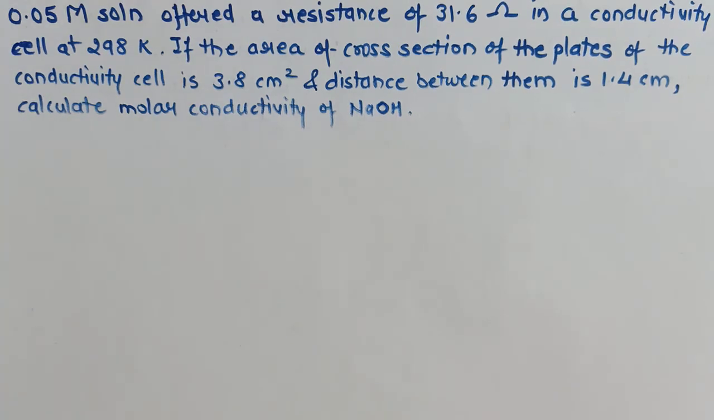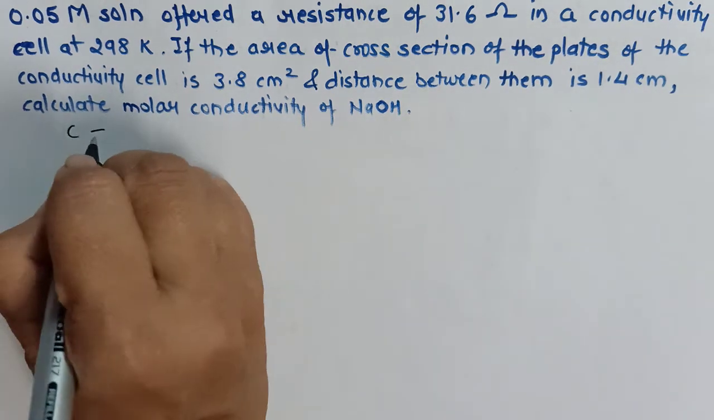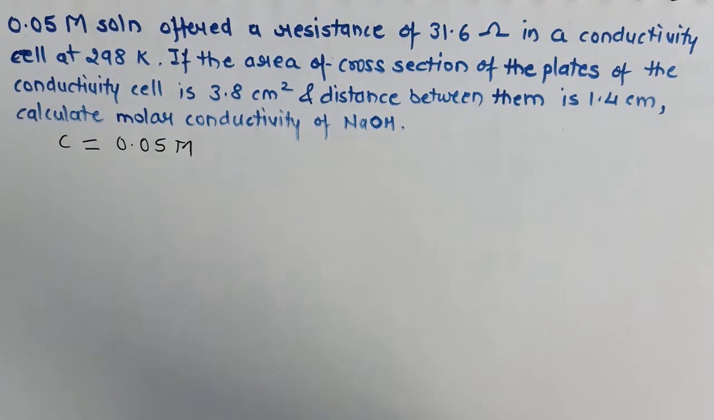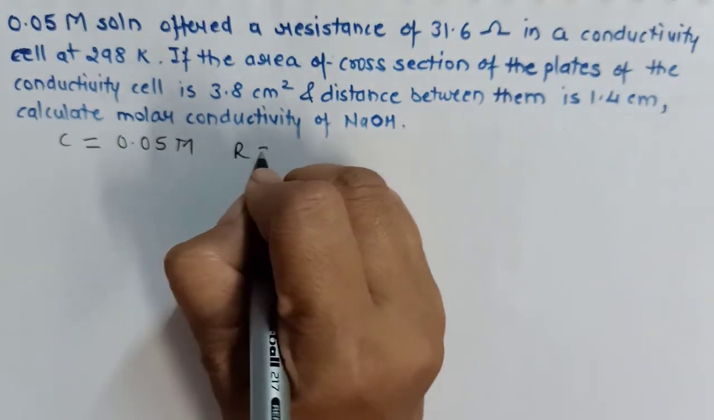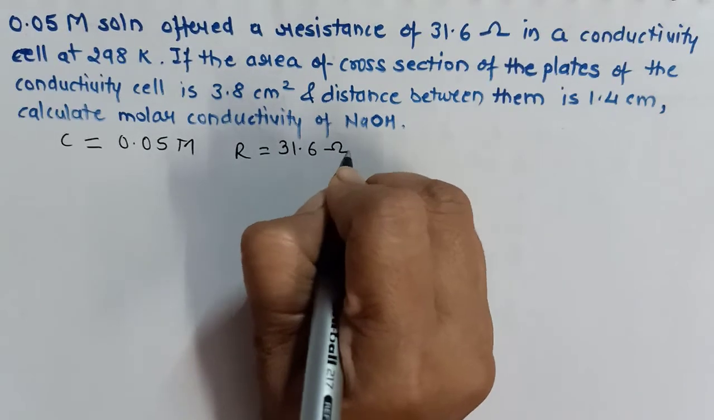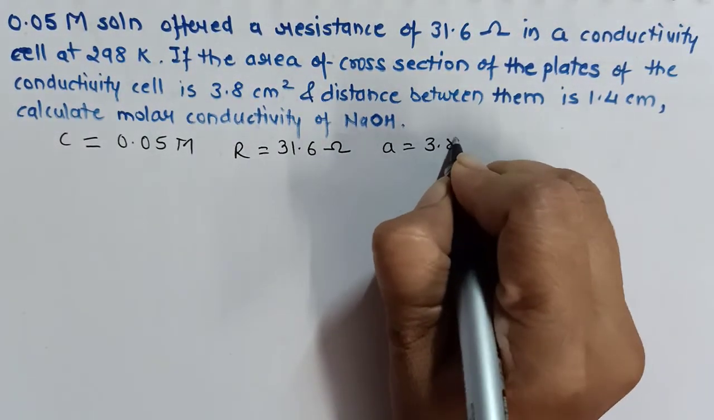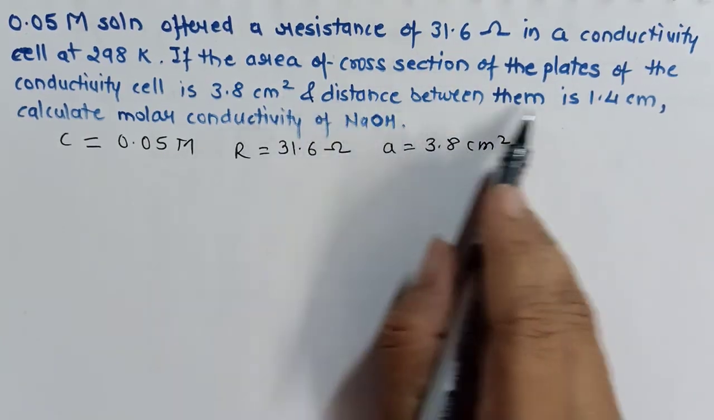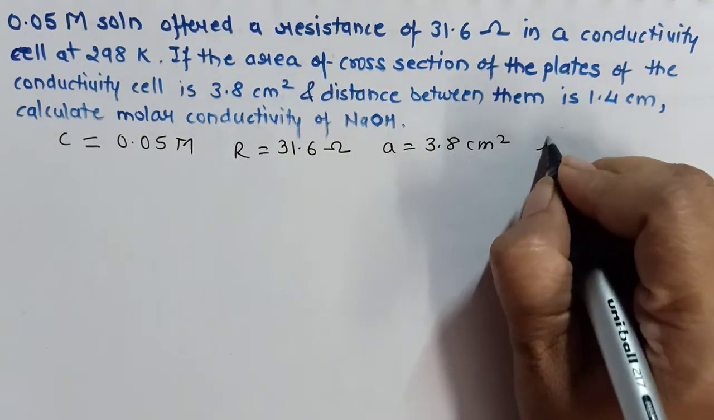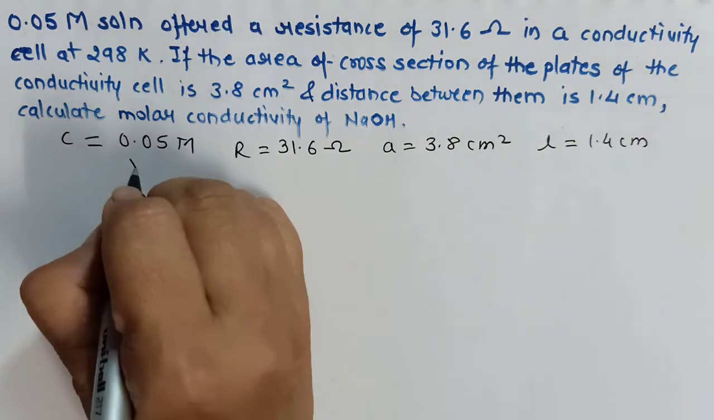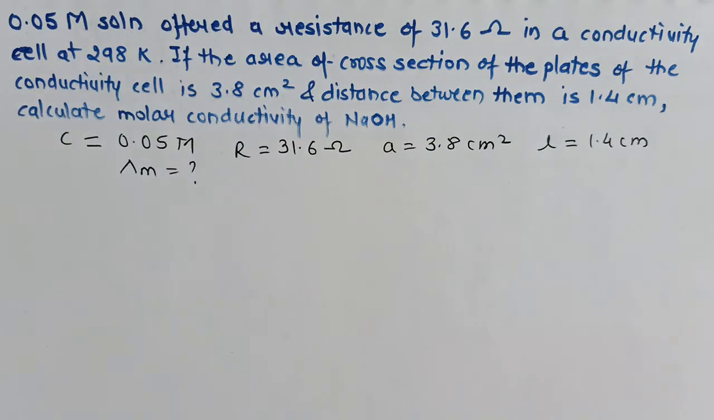Now next is a very interesting numerical. It will involve a lot of steps. So let us begin. The very first thing, the concentration is given to us as 0.05 molar. Secondly, the resistance is given 31.6 ohm. Moving on, the area of cross section is given 3.8 centimeter square, and the distance between electrodes, that means L, is given 1.4 centimeter. We need to calculate the molar conductivity.